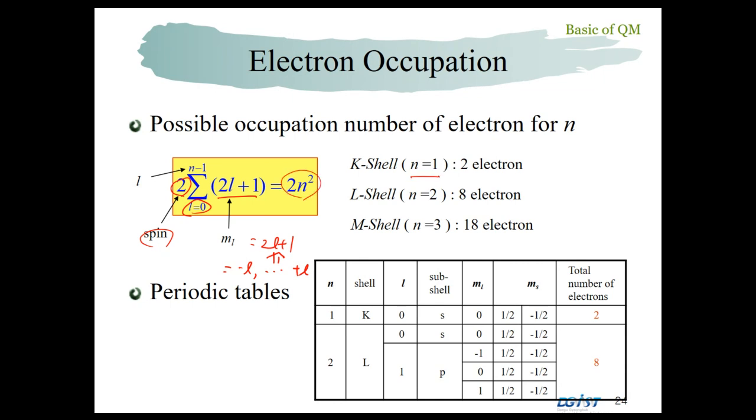So when n is 1, 2n squared is 2. And in this case, we have 8. In this case, we have 18. So based on this simple mathematical calculation, we can extend the periodic table.